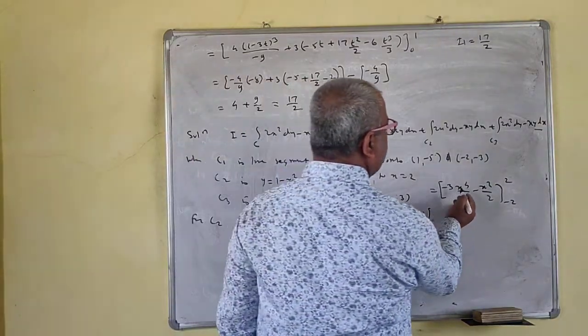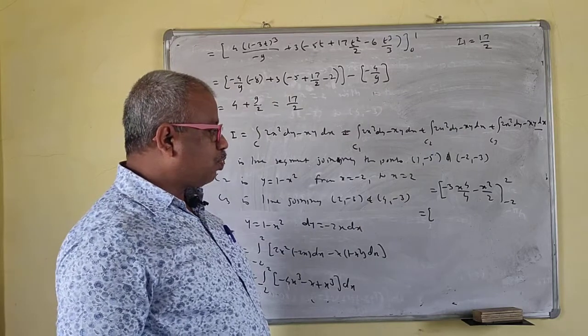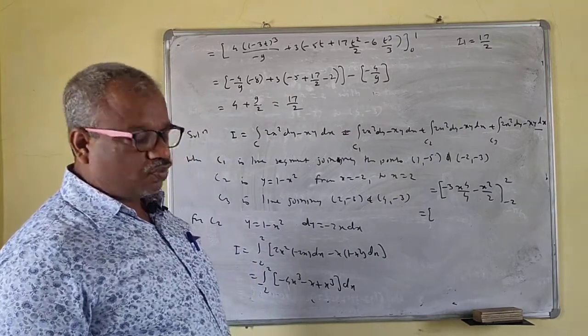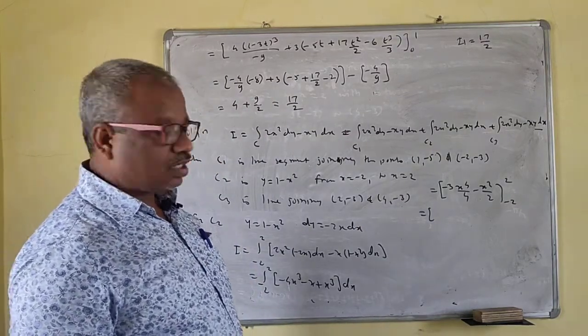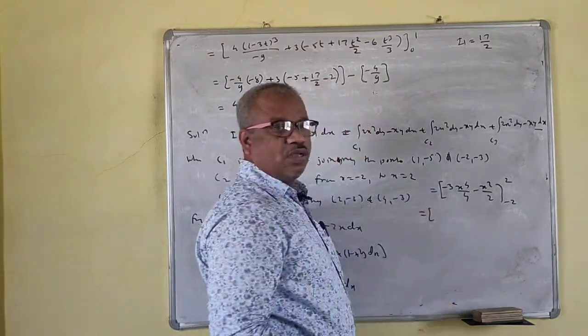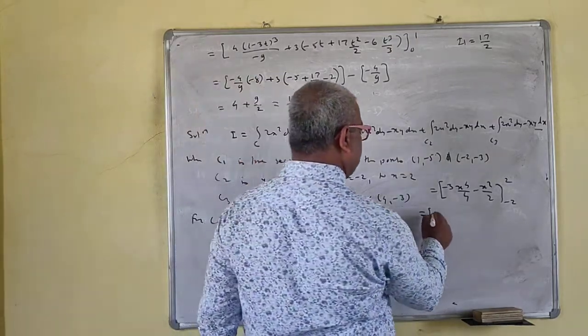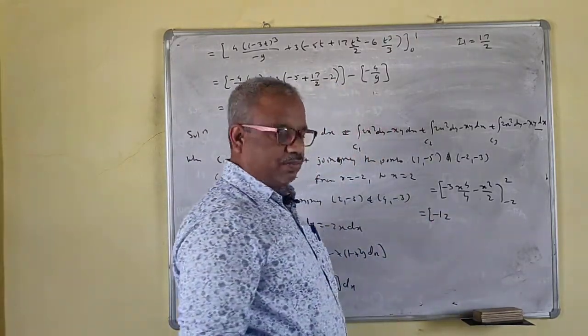If you put 2 here, 2 raised to 4 is 16. 16 upon 4 is 4 only. So this is minus 12.